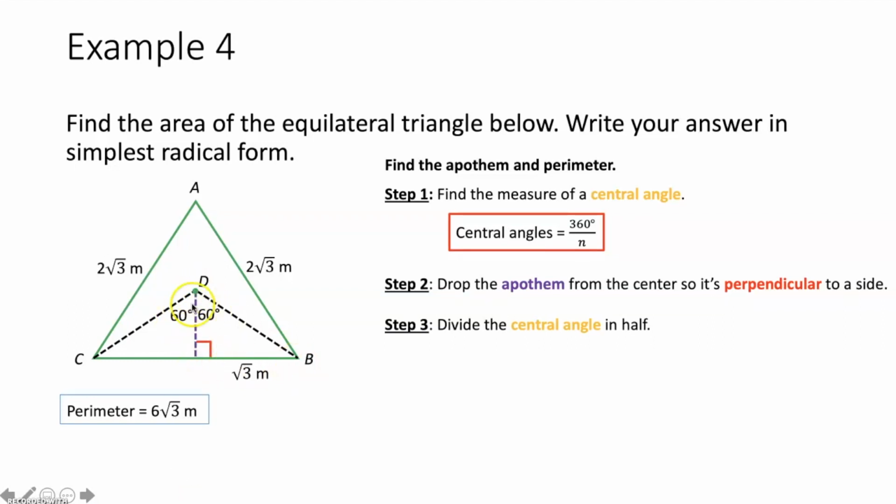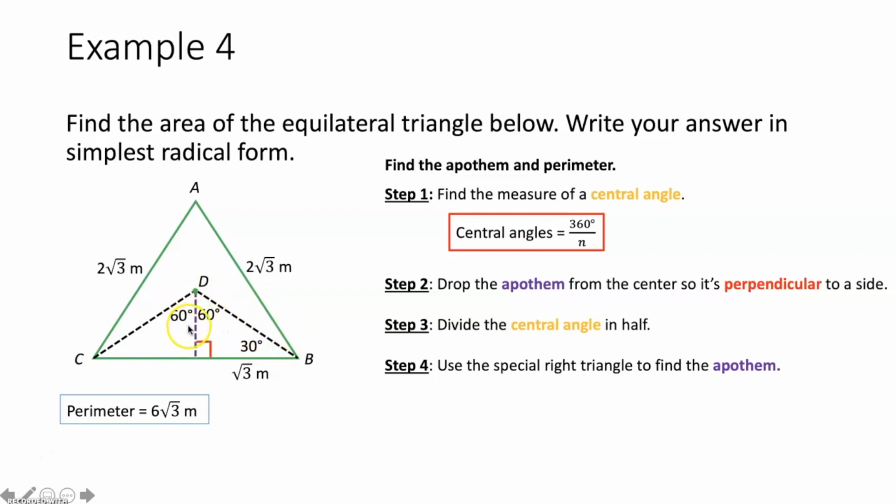Now you can see that we have created this small right triangle here where one of the acute angle measures is 60 degrees, meaning the measure of the other acute angle would be 30 degrees. So we have created a 30, 60, 90 degree triangle. Now with a 30, 60, 90 degree triangle, we can find the measure of our apothem. So how do we do that? Well, in a 30, 60, 90 degree triangle, everything is based on the short leg. So what is the short leg? That would be the side opposite our 30 degree angle. That's our apothem. The short leg times 2 gives you the hypotenuse.